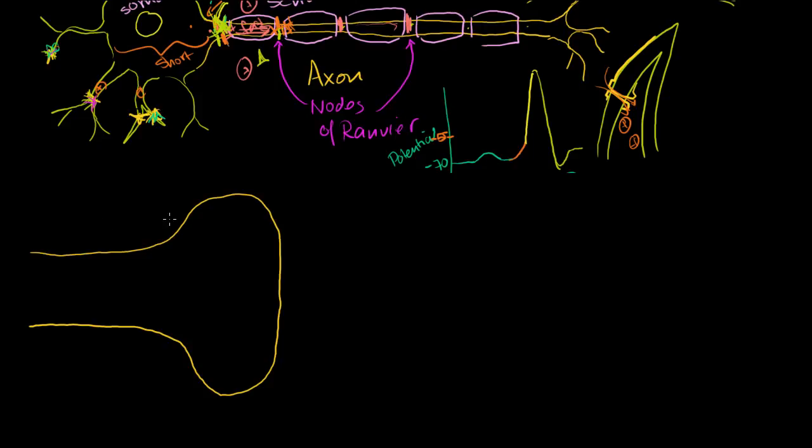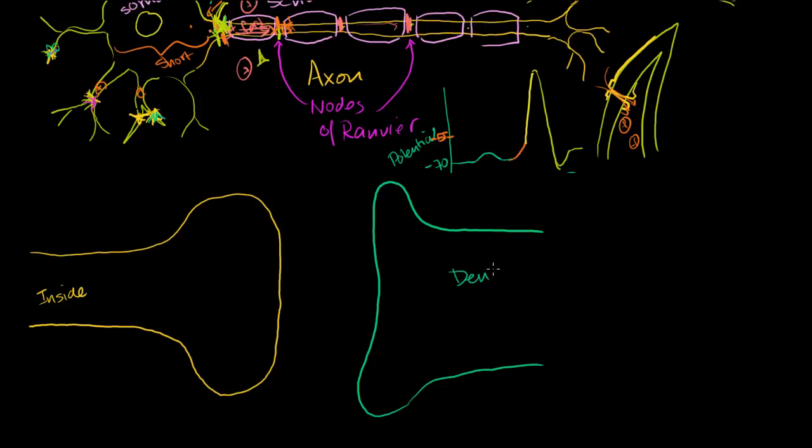This is the terminal end of the neuron. This is inside. This is inside the neuron. And then the next dendrite, let me draw it right here. The next dendrite, the dendrite of the next neuron. Let me put it right there. So we've really zoomed in. So this is the dendrite of the next neuron. This is inside the first neuron.